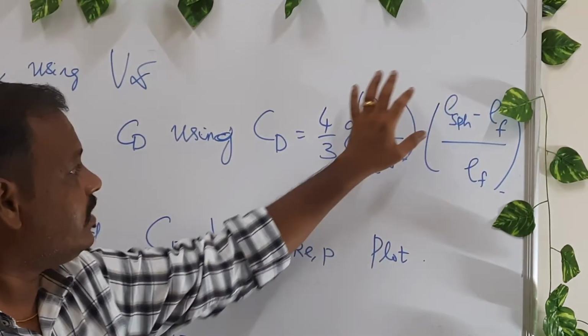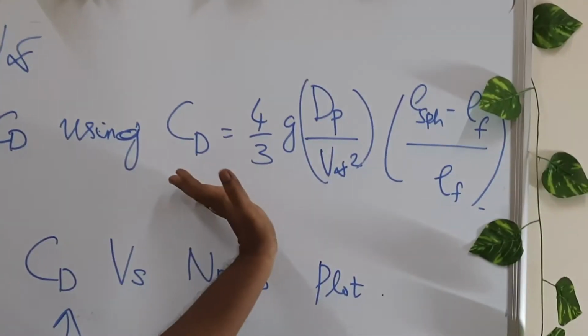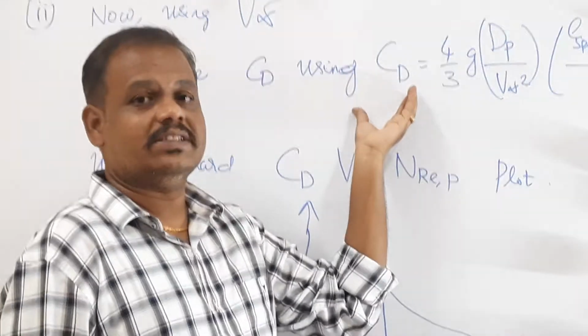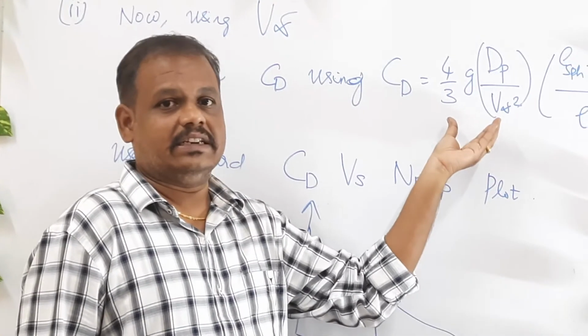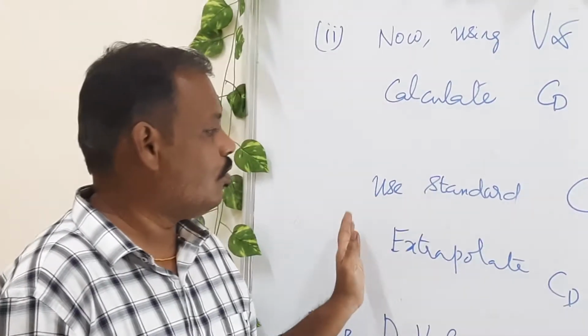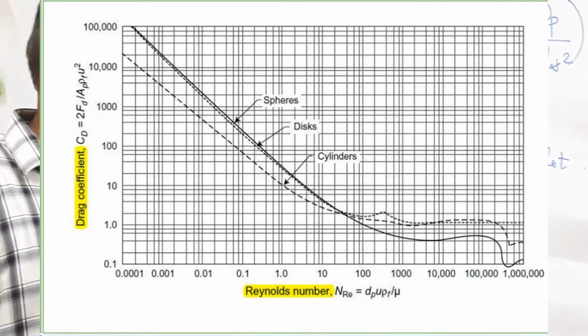So we know all the data on the right hand side of this drag coefficient equation. So we can calculate the drag coefficient for the obtained terminal settling velocity. Once you know the drag coefficient, you have to go to the standard drag coefficient versus Reynolds number plot.